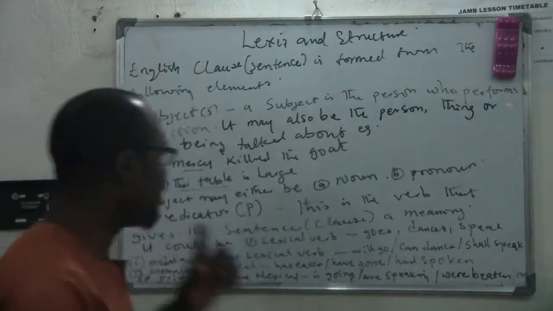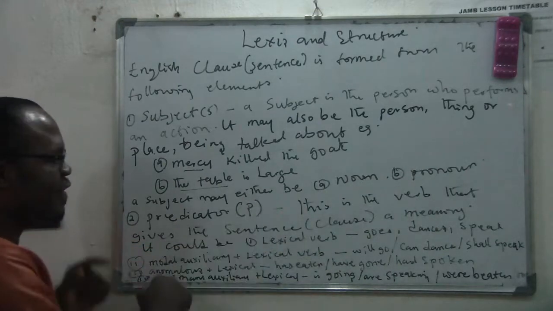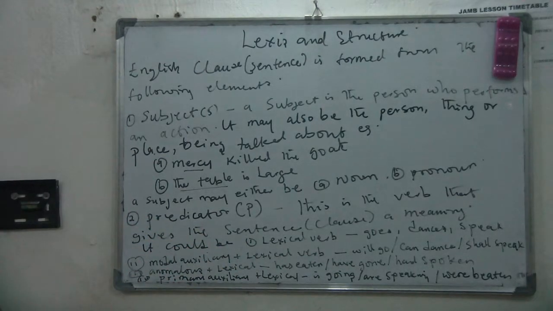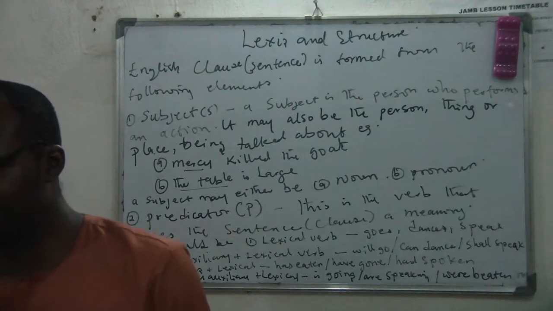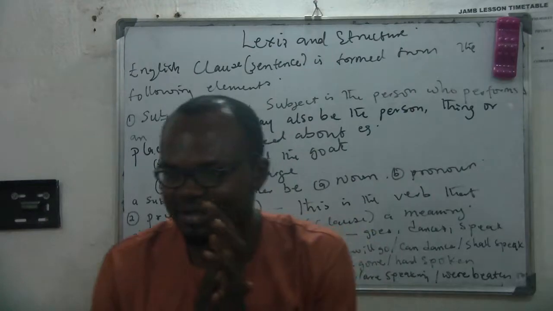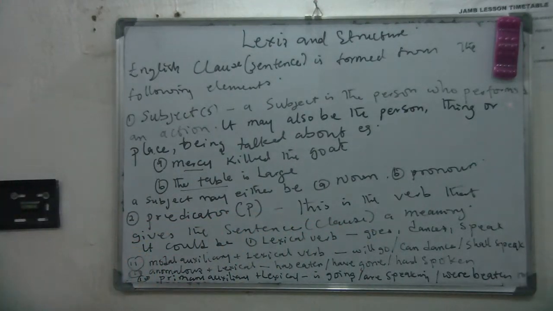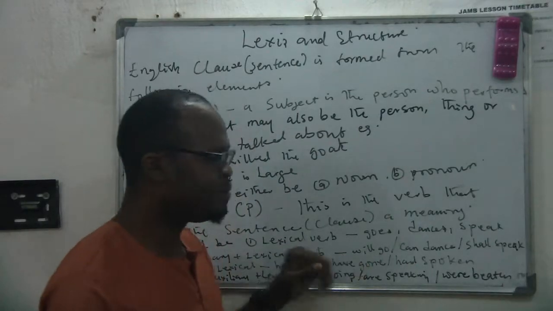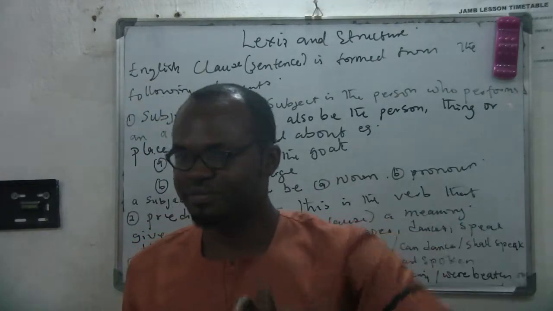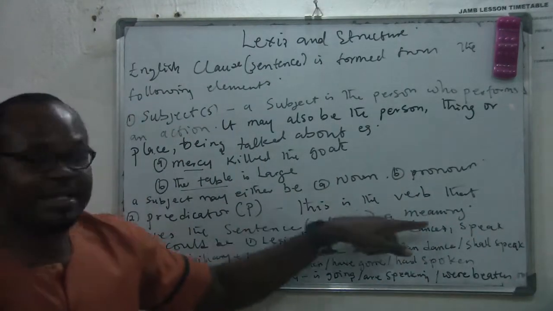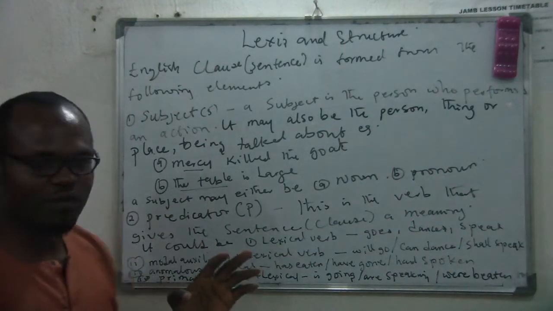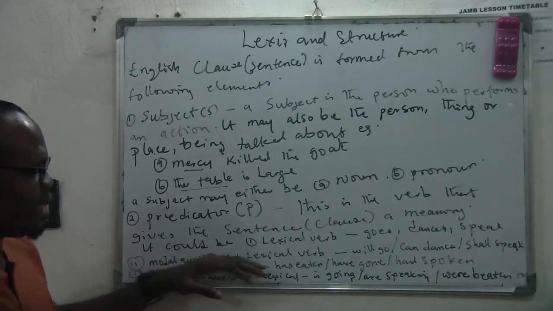Now we'll come to the second one, predicator, represented by the letter P. The predicator is the verb that gives the sentence or clause a meaning. Whenever you have a verb added to a clause or a sentence, it makes meaning. There are different types of verbs that you can use in a sentence. Number one is the lexical verb. He goes to school. Goes, that's a lexical verb. He dances very well. Speak. All those things are known as lexical verbs.